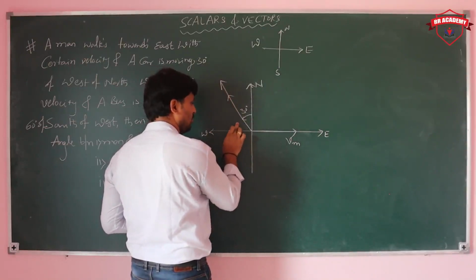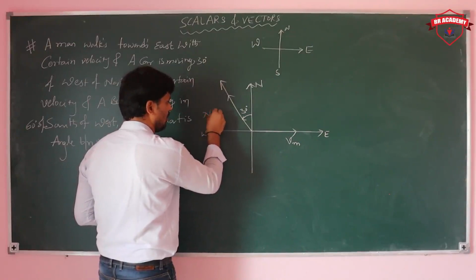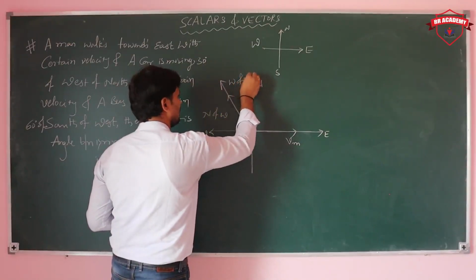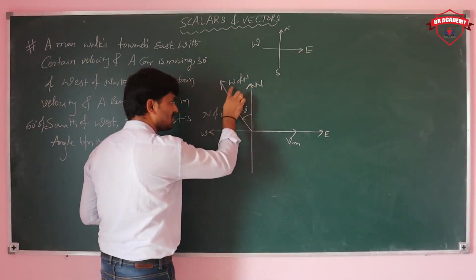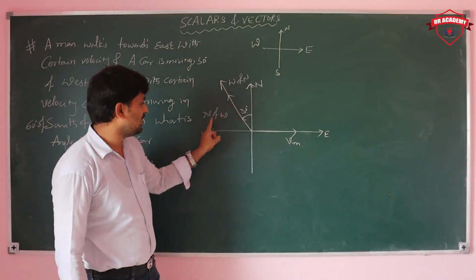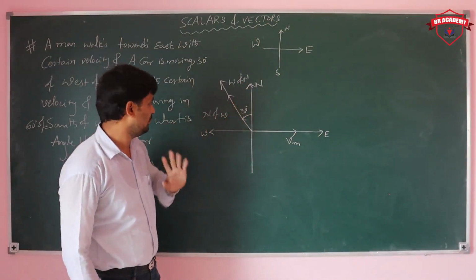In case it goes to north of west, this is north of west and this is west of north. North of west, west of north. In case, instead of taking west of north, if you take north of west, then I will be completely going wrong. So we should be careful.